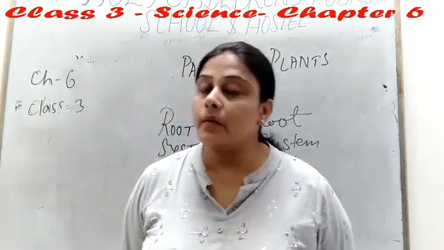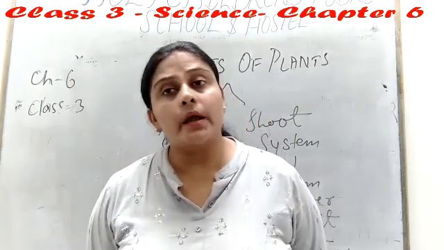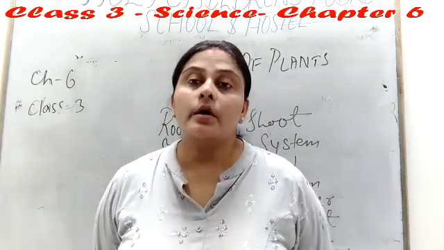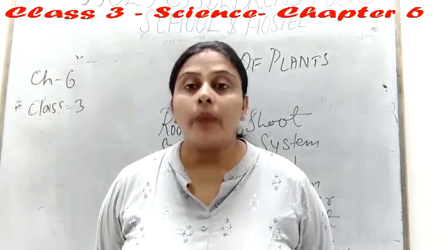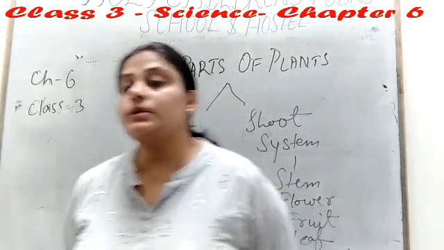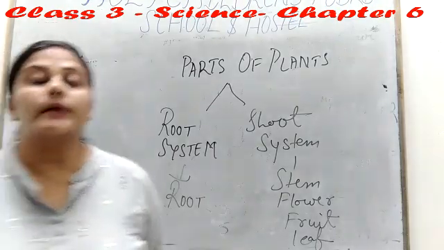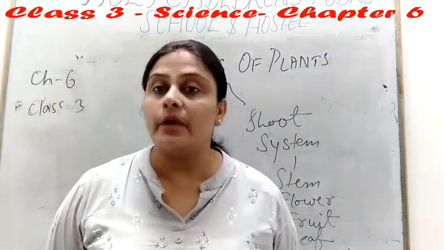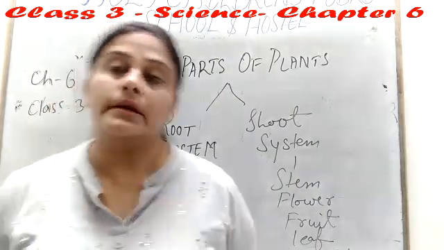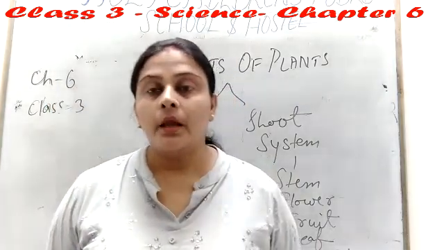Now let's learn about the parts of plant. Like our body, a plant also has many parts. Parts of a plant can be distinguished into two groups, root system and the shoot system. Root system contains root and the shoot system contains stem, leaf, branches, fruits, flowers, seed, etc.